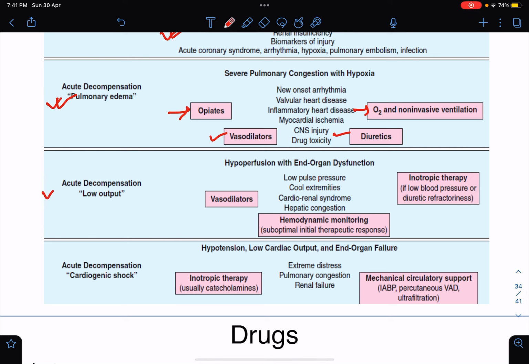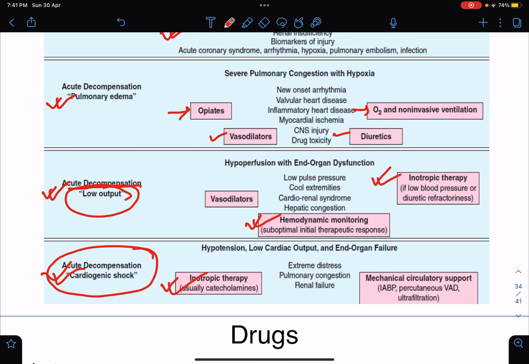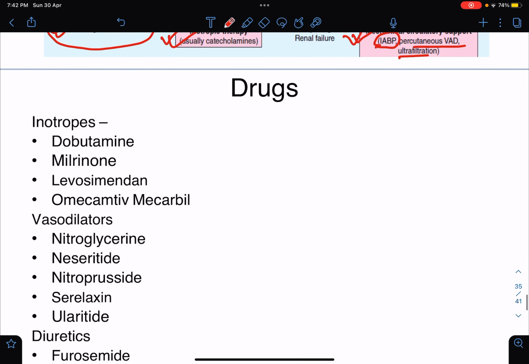If the patient presents with acute decompensation with low cardiac output, then we may need to add on inotropic therapy, and hemodynamic monitoring is very, very important. And if the patient presents with cardiogenic shock, we need to use inotropes, and we may need to use higher level therapies like intra-aortic balloon pump, percutaneous ventricular assist device, VAD stands for ventricular assist device, and ultrafiltration may be necessary.